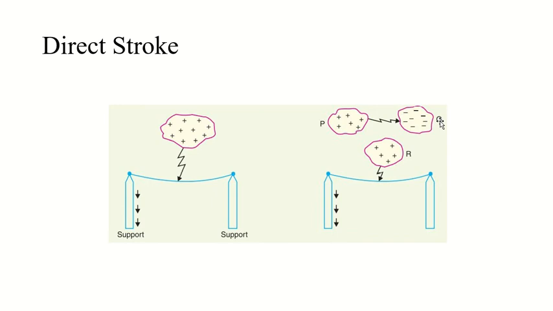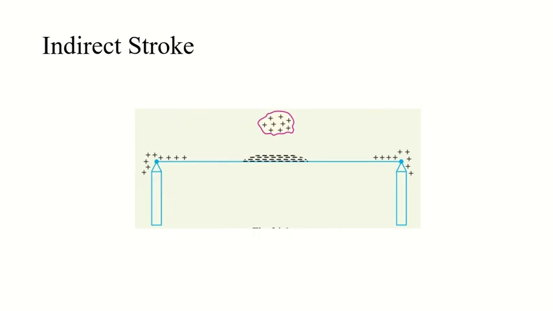Then there is another type of stroke. This was the direct stroke. Now let's discuss the indirect stroke. An indirect stroke results from the electrostatically induced charges on the conductors due to the presence of charged clouds. See this image. You can see a positively charged cloud above my overhead line, right? Because of this positively charged cloud, a negative charge gets induced on my overhead line only below where the cloud is, right? This is happening because of electrostatic induction.